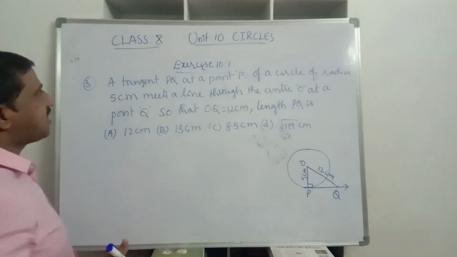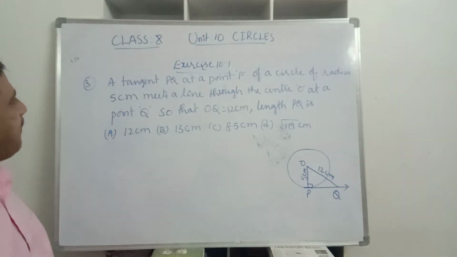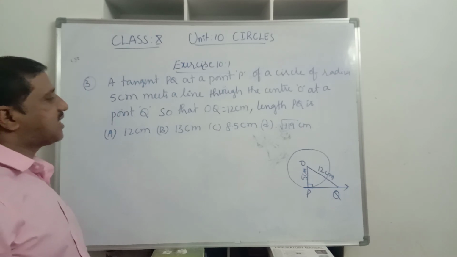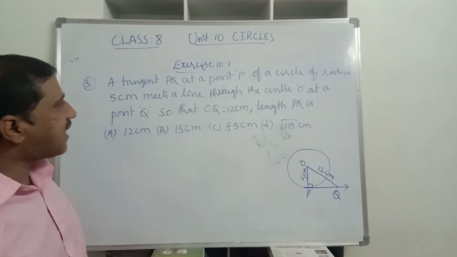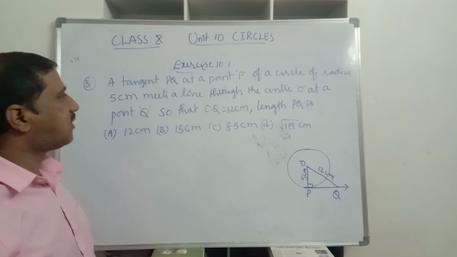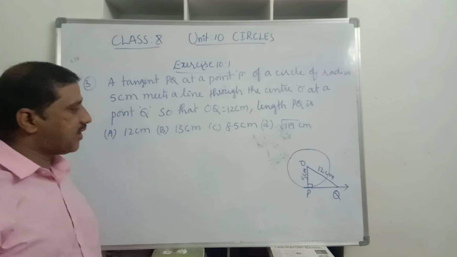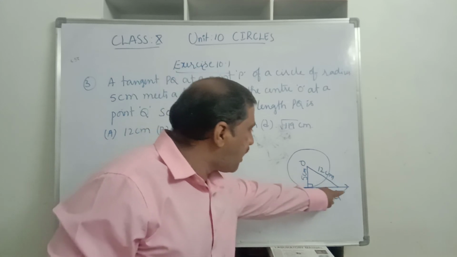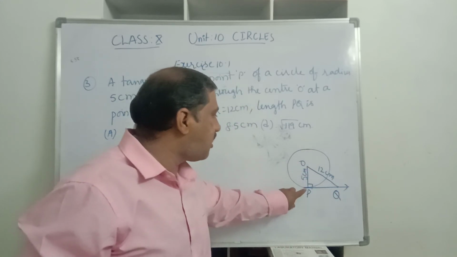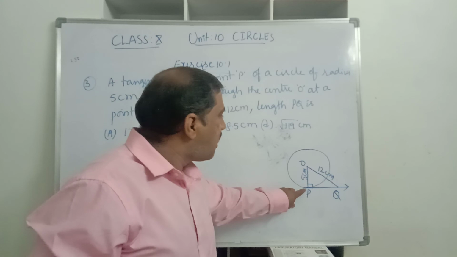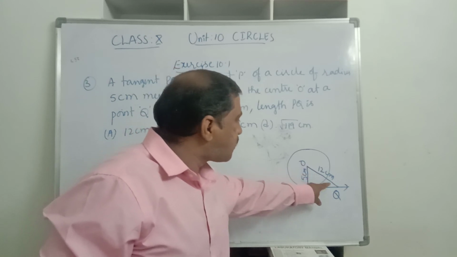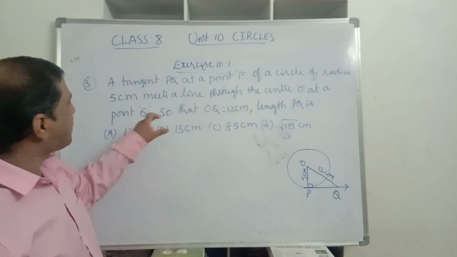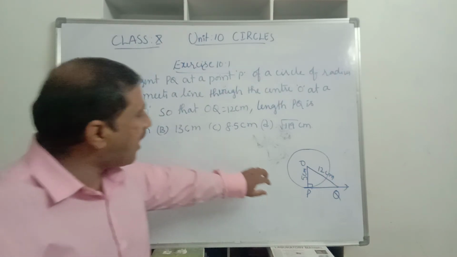Now, exercise number 10.1, question number 3. A tangent PQ at a point P of a circle of radius 5 cm meets a line through the center O at a point Q. You see here, OP is the radius, and PQ is the tangent drawn to the circle at point P. And the line through O meets the tangent at point Q. OQ is given as 12 centimeters. And we need to find the length PQ.